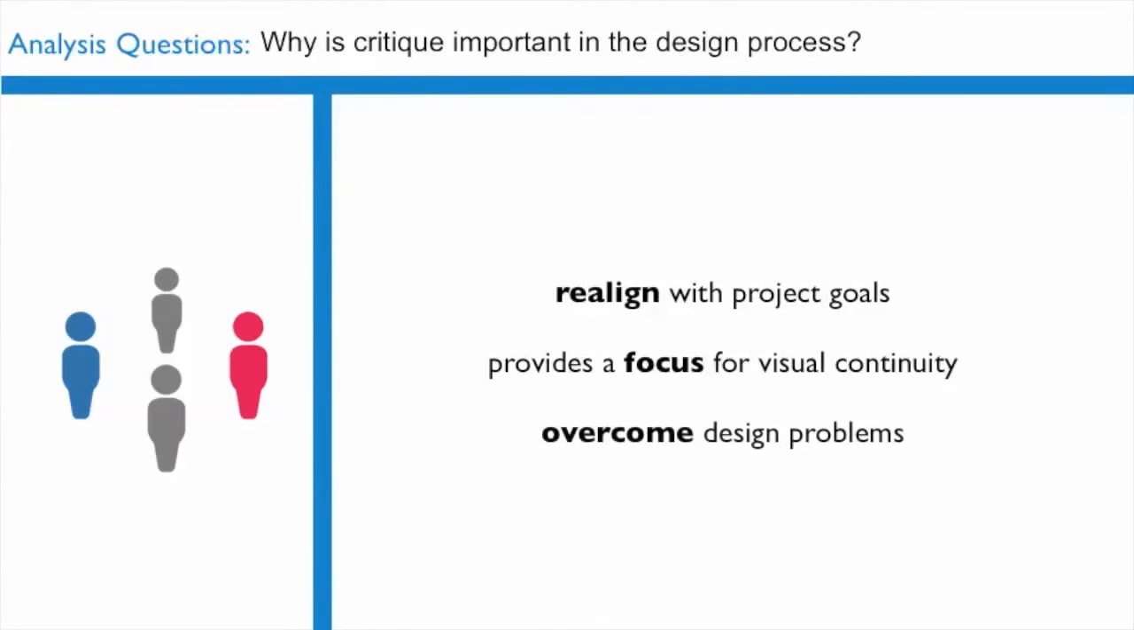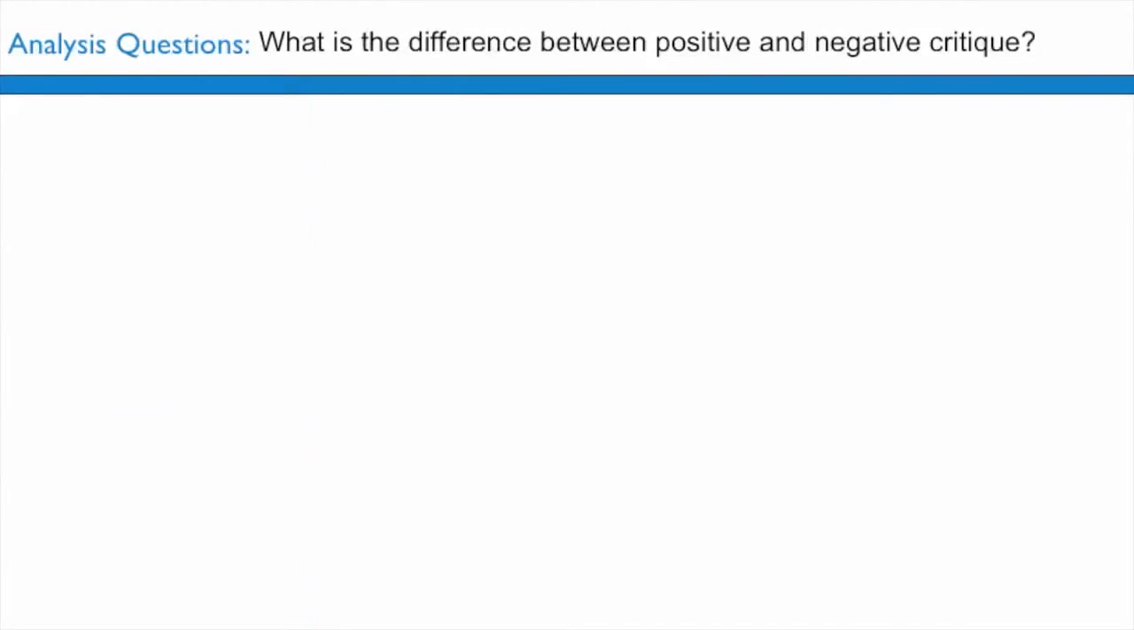Finally, a team critique provides the opportunity for discussions about the design problems that individuals may be having and potential solutions. Remember, the purpose of working in a team is to be able to go to others when you need help or you're stuck on something. Critiques are the perfect place for getting support. So now that we've established some reasons for why critique is important in your work, we can look at the difference between good and bad critique.